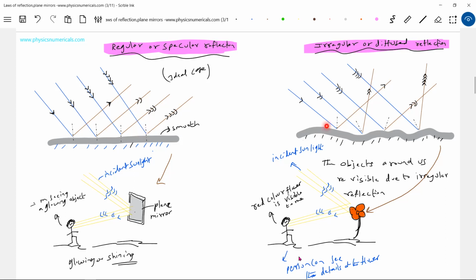There's a major difference between these two. Don't say there is no angle of reflection. In fact, if you want, I can write theta 1 equal to theta 1, theta 2 equal to theta 2. The laws of reflection are very much valid in both cases. Don't say that the law of reflection is invalid. The law of reflection is valid in both types of reflection.